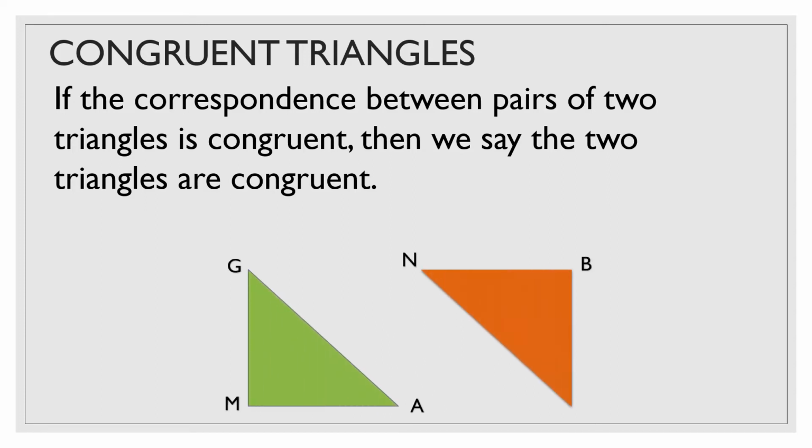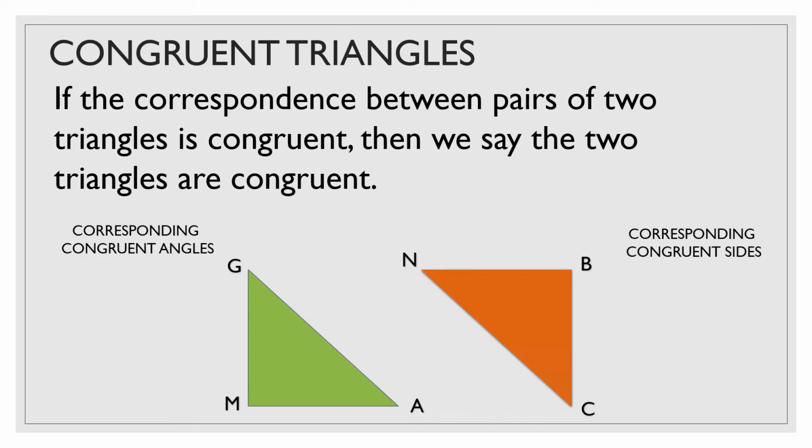So halimbawa, meron tayong triangle GMA and triangle CBN. So paano natin maipapakita that these two triangles are congruent? So, we are going to show that the corresponding angles are congruent and the corresponding sides are congruent. Para maipakita natin in the figure, gagamit tayo ng arcs and tick marks.